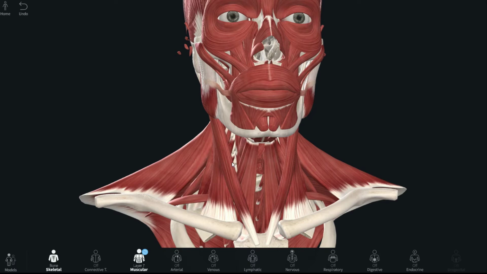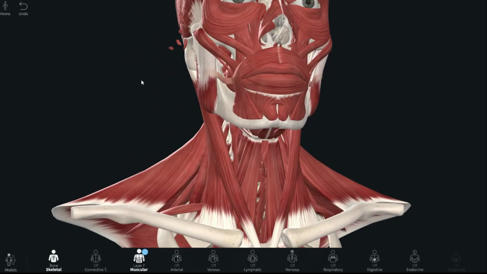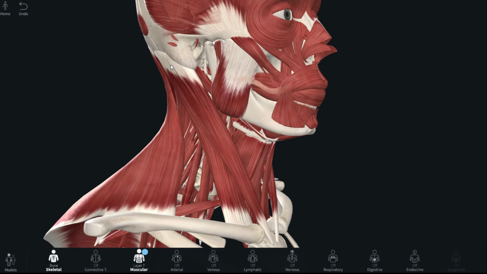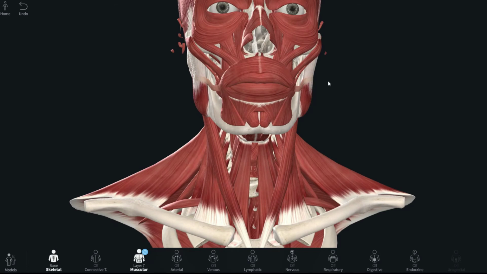So this is the origin. Origin remains static. It is the insertion point which is pulled. That's the definition of origin and insertion, right? So if this part is pulled this way, try and think about this, then what will the head do? It will turn to that side. It will turn to that side.